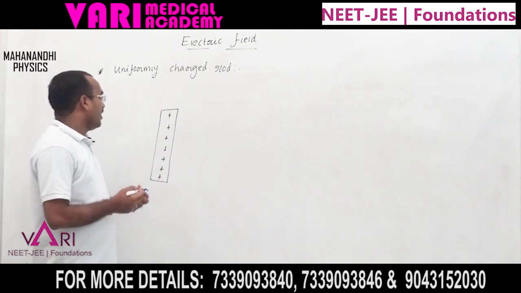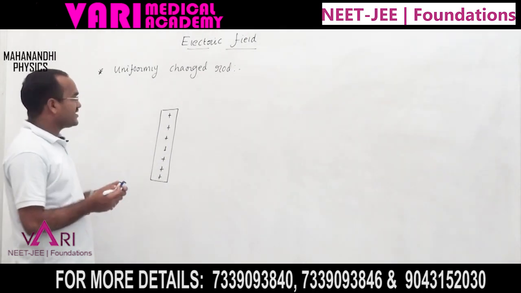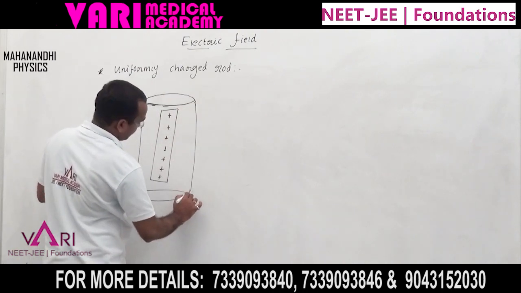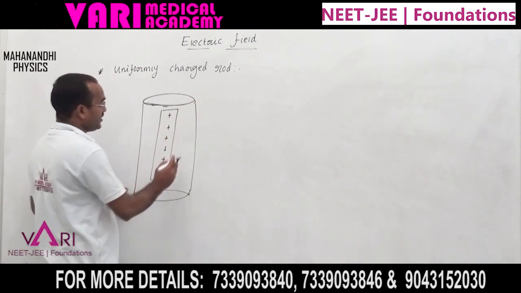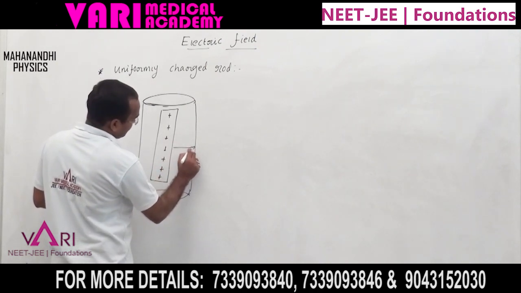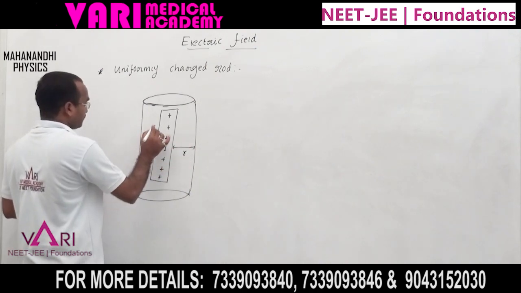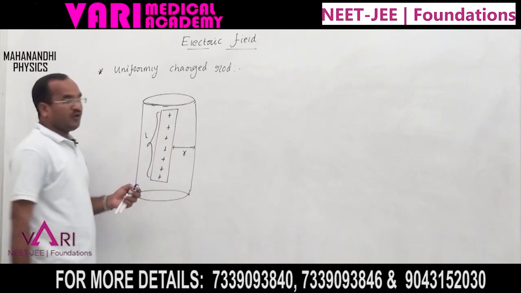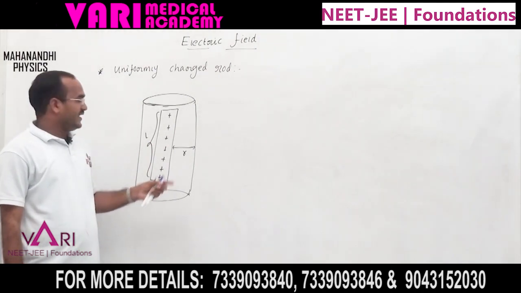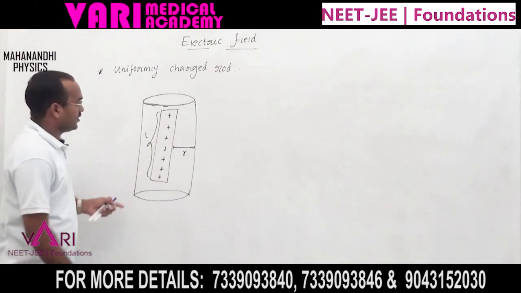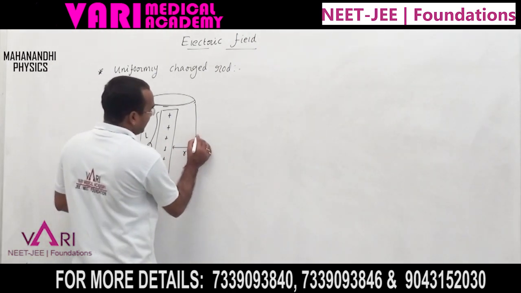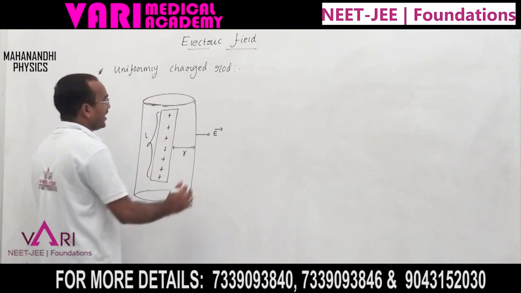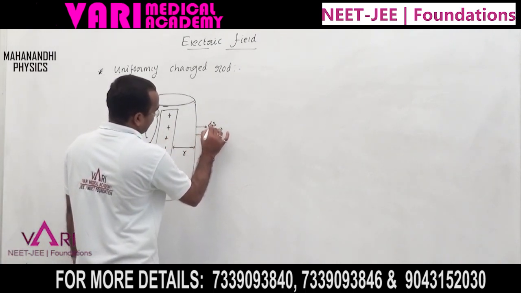Now for this uniformly charged rod, consider an imaginary surface around it, an imaginary cylinder of radius r, and the total length of the rod is capital L. Here the electric field lines move outward through the curved surface of the imaginary cylinder, and the area vector ds bar is also outward.